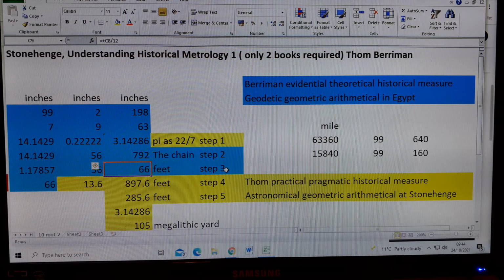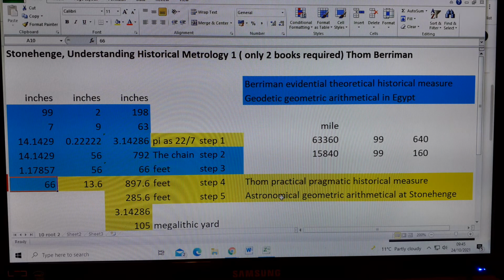That's step 3. Step 4 is bringing Thom's metrology into the equation. So we take the chain and put it there, and all this blue is Berriman's evidential, theoretical, historical measure. It's geodetic, it's geometric and arithmetical, and we find it used in Egypt. And Thom's is practical, pragmatic, historical measure. It's astronomical, geometric and arithmetical, and we find it being used at Stonehenge Aubrey Circle. And this is what this is, the Stonehenge Aubrey Circle.